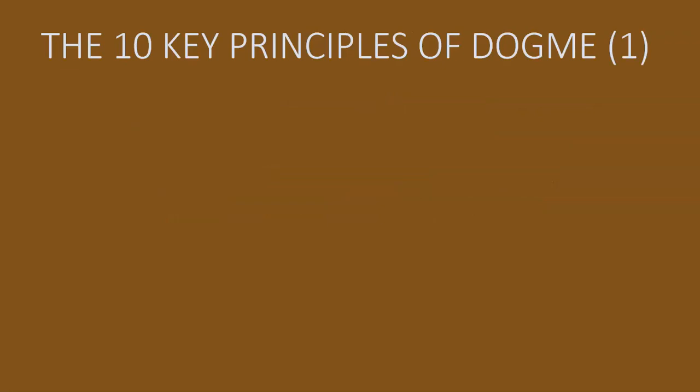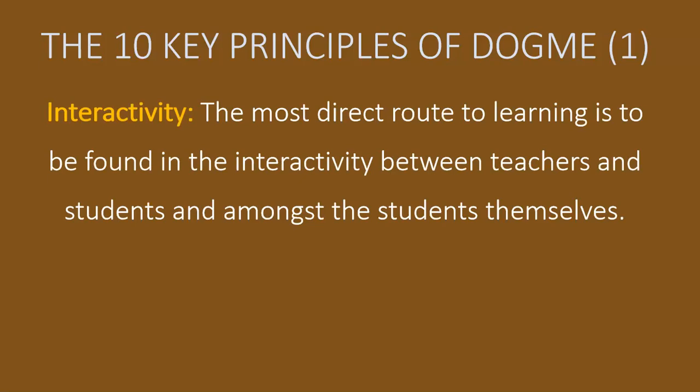So the 10 key principles, starting with number 1. Number 1, interactivity. The most direct route to learning is to be found in the interactivity between teachers and students and amongst the students themselves. So you can clearly recognize the communicative approach from number 1.